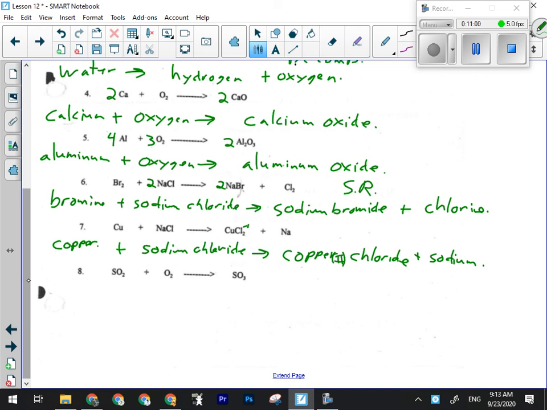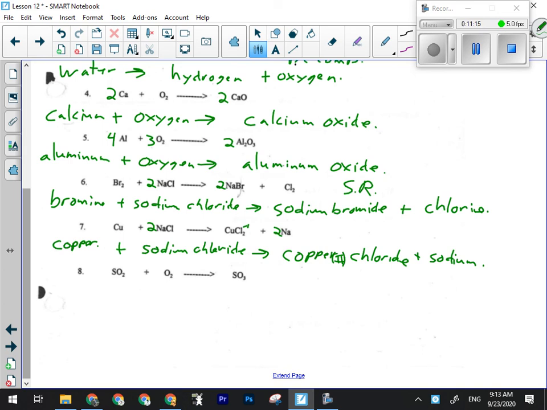Okay, to balance this one, the only thing that's out of balance right now is chlorine. There's 2 on the product side, so I'm going to need to put 2 on the reactant side. Okay, that'll give me 2 sodiums, so I need to go back over to the products and make sure I have 2 sodiums, and that will make everything work in that reaction.